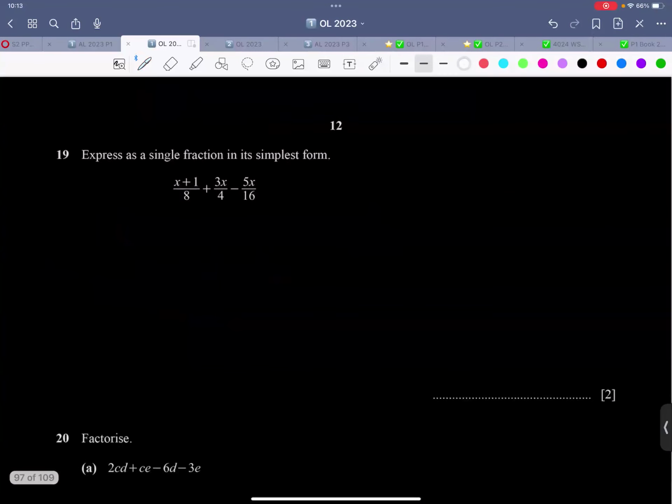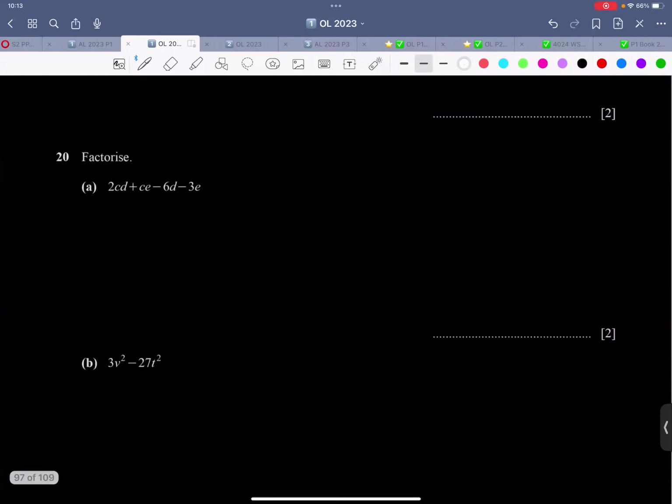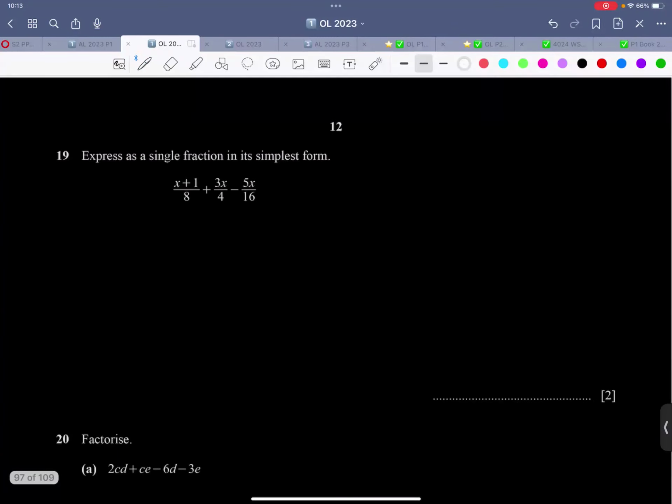So now question number 19. This is basic algebra, writing as a single fraction. It is also like factorization. So let's get started with 19 first. We have 8 and 4 and 16 over here. So now I think we should take the LCM. The first thing is 8, 4, and 16. The LCM is 16.